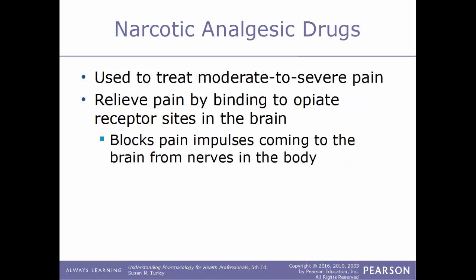Okay, now we'll move on to narcotic analgesic drugs. Now, these are given to treat moderate to severe pain, and they work by binding to opiate receptor sites in the brain. And when this happens, this blocks pain impulses coming to the brain from nerves in the body.